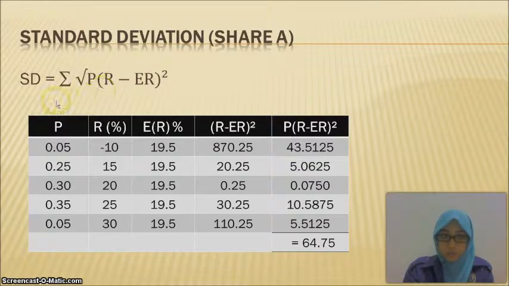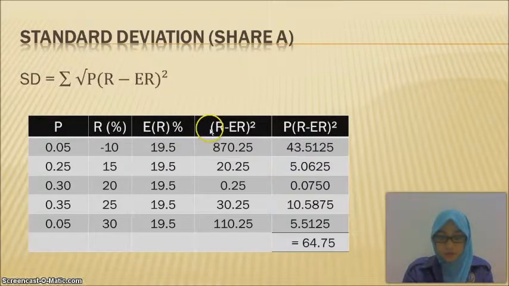To calculate the standard deviation, we need 5 columns. The first column is probability, which has been given by the question, and the second column, possible return, is also given by the question. The third column is the expected return that we have calculated just now, which is 19.5%. This expected return must be the same for all probabilities.